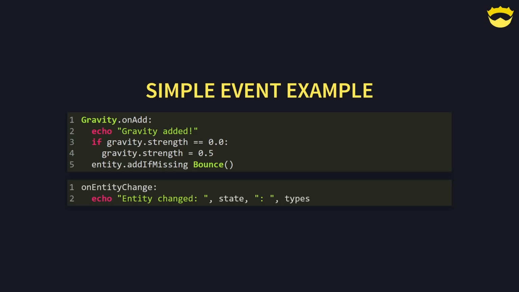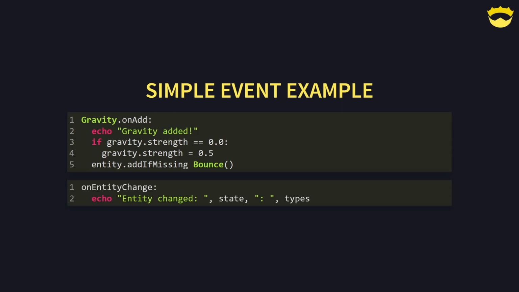So here's a simple example of an event. We've got the gravity component we defined before, and we're going to invoke the onAdd event, which gets triggered when the component is added to an entity. So here we're just outputting a little message with echo, and one thing that I do a lot in the ECS is make sure that things are set up or provide default values in onAdd events, so it kind of makes things a bit easier. But we're also, in this example, going to perform a further state change of adding bounce if you add gravity. So these components can be sort of linked together. As soon as you add gravity, bounce gets added.